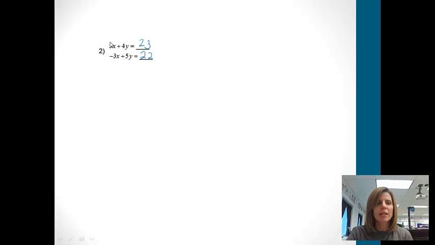All right, I noticed that the x's are the same, so all I need to do is just add those two equations together. And when I do that, 3x plus negative 3x, they are gone. 4y plus 5y is 9y, and 23 plus 22 is 45. So now I can go ahead, divide both sides by 9, and I'll get y is equal to 5. So we're halfway done. So now I can go into either equation, it doesn't matter. So I'm going to go to the top one.